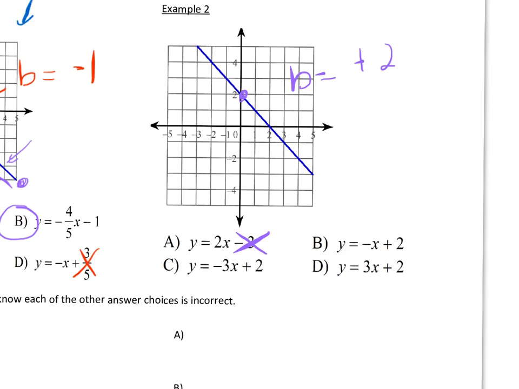Next step, look at the sign of the slope. If we look at the sign of the slope, go and say it to yourself, it is a negative slope. So which ones of these don't have a negative slope?